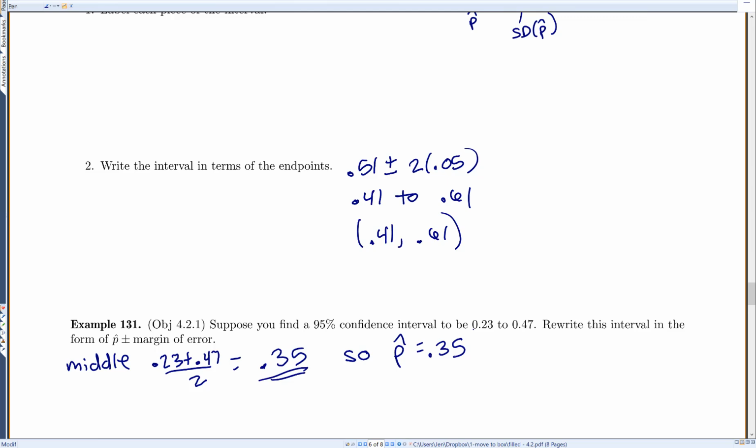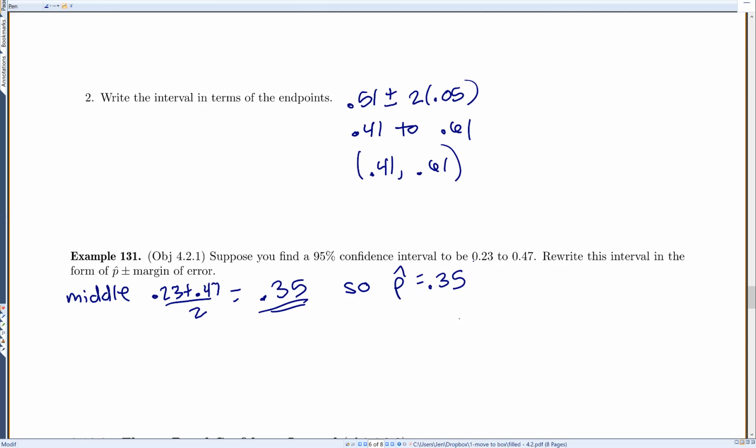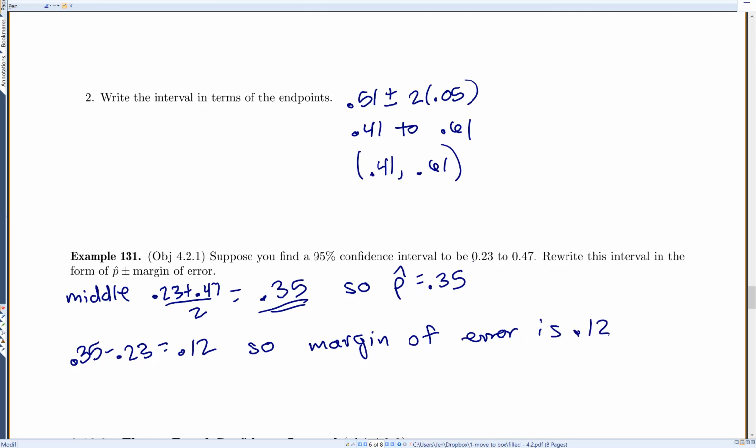But now, what's the margin of error? What do they actually have to add or subtract to get there? There's different ways you can do this. You could say, well, how far is it from 0.35 to like 0.23? So you could be like 0.35 minus 0.23. That gives you 0.12. So the margin of error, the distance from the middle to the end, is 0.12. Or if you wanted, could you have done like 0.47 minus 0.35? It's still going to give you 0.12. So it's just the distance from the middle to the end point.